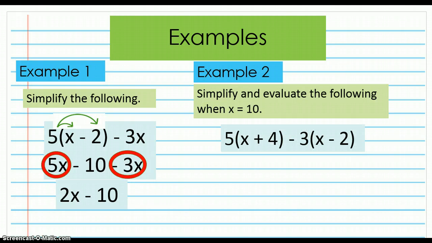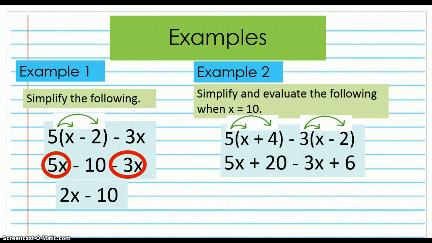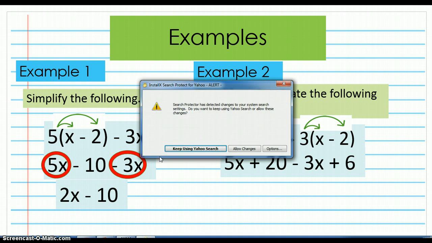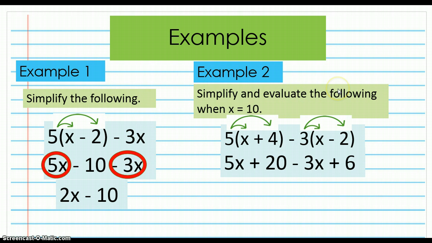Let's try another example. But this time, not only are we going to simplify it, but we're going to evaluate it when x equals 10. So let's begin by simplifying. First, we need to distribute our 5 and our minus 3. When we distribute the 5, we end up with 5x plus 20. And when we distribute our minus 3, we end up with minus 3x plus 6.